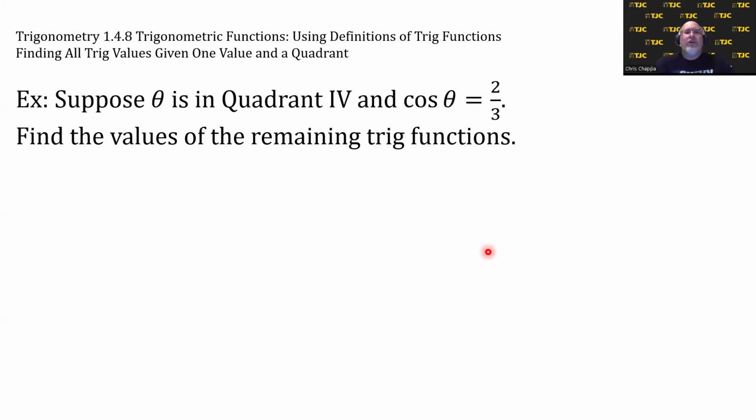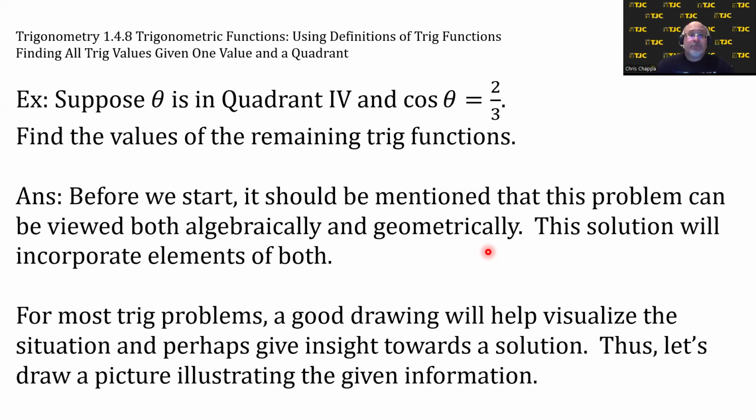For example, suppose theta is in quadrant 4 and cosine of theta is equal to 2/3. Find the values of the remaining trig functions. Before we start, it should be mentioned that this problem can be viewed both algebraically in terms of x, y, and r, and geometrically in terms of a picture. This solution will incorporate elements of both.